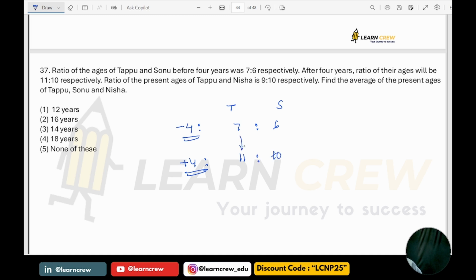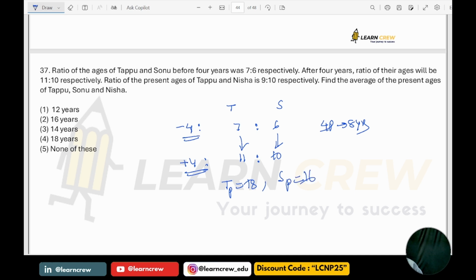This increase in 4 parts is because of 8 years. If 4 parts is 8 years, then 7 parts would be 4 into 8. 4 into 2 is 8. 7 into 2 is 14. 14 means Tapu's age 4 years ago. Tapu's present age would be 14 plus 4, 18. And Sonu's present age would be 12 plus 4, 16.